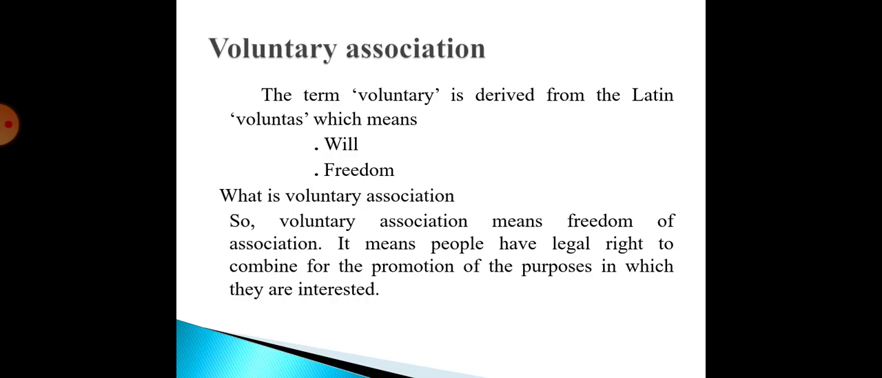The term voluntary association is derived from the Latin word voluntas, which means will and freedom. Will means willpower; freedom means liberty. If we have these two things, we are a voluntary association. Willpower means we can do anything, and freedom means we have the liberty to do better things for the society.